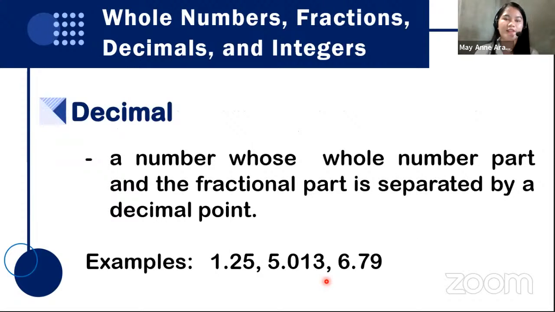Next, we have the decimal. This is a number whose whole number part and fractional part are separated by a decimal point. We have 1.25, 5.013, 6.79. Or you can just read these as 1 and 25 hundredths, 5 and 13 thousandths, and 6 and 79 hundredths.